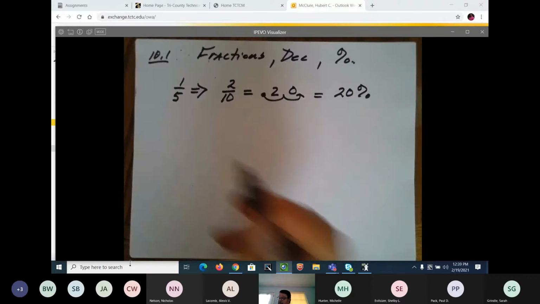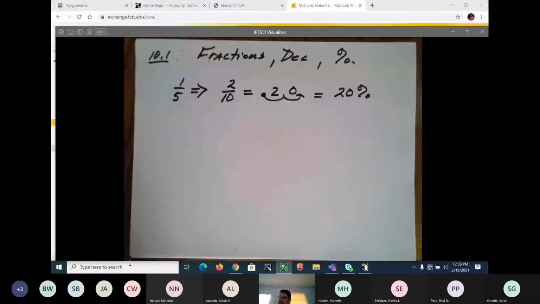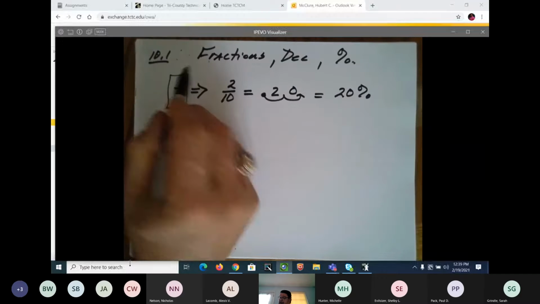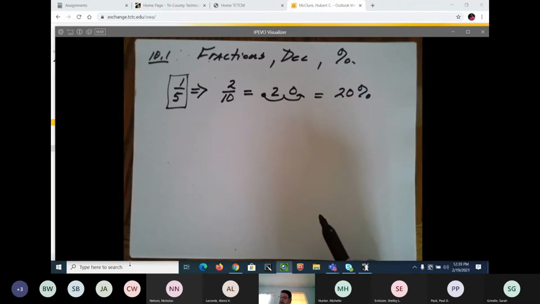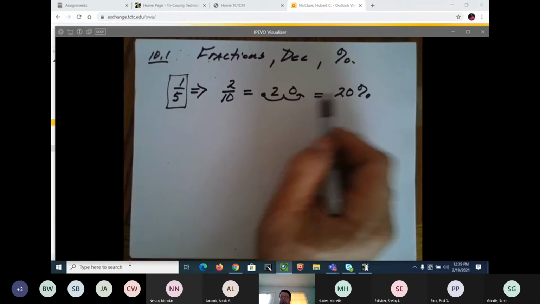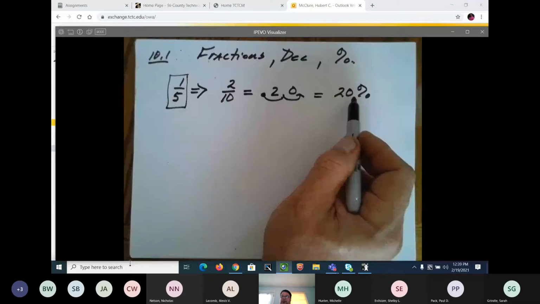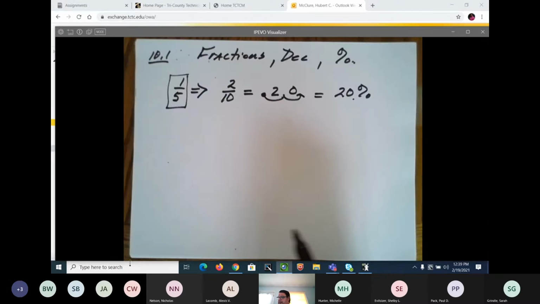If I'm given this, this is what we're given. So if you're given this, and it tells you to put it into a decimal, that's the way you do it. If it tells you to change it to a percent, you change it into a decimal, then you move it 2 places to the right, and that's a percent.